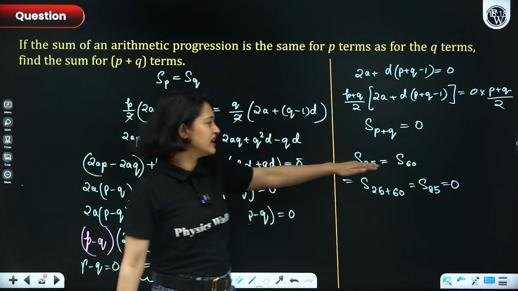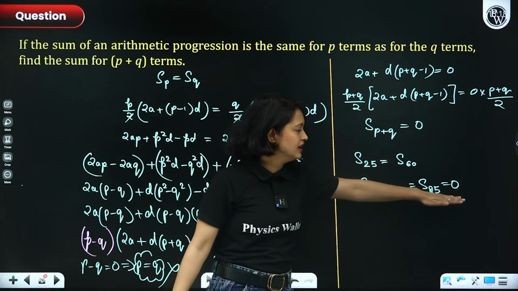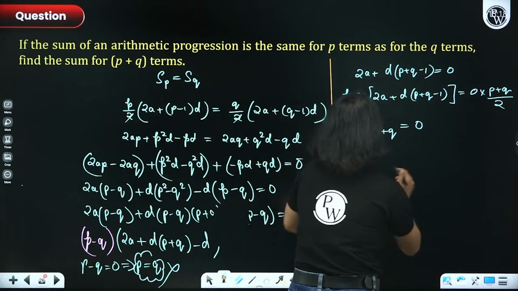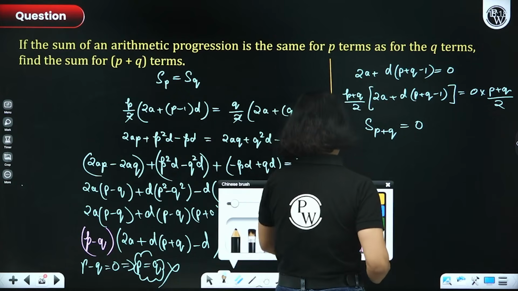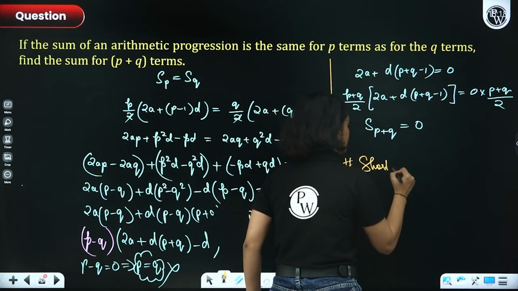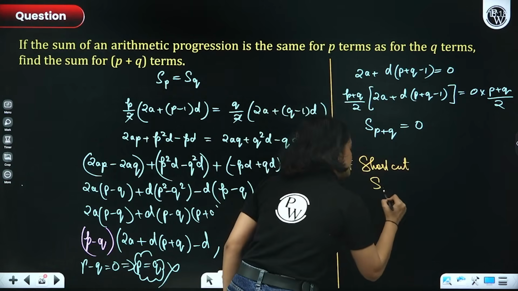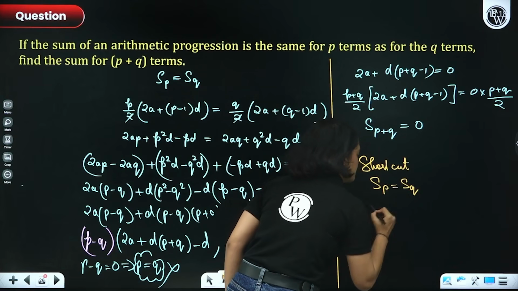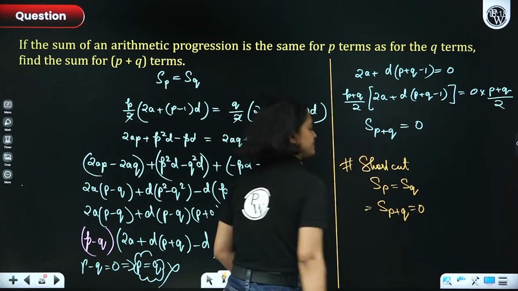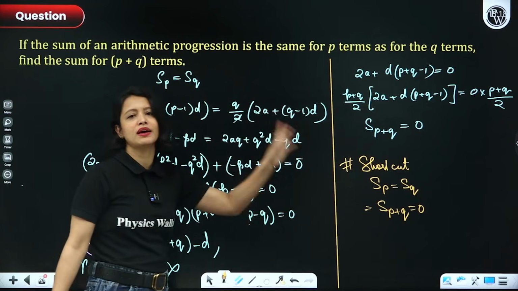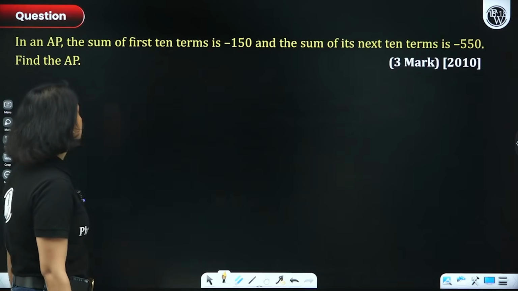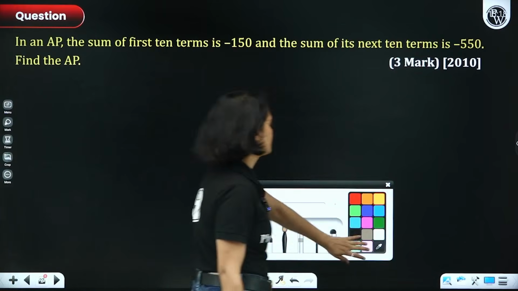So remember, if something like this is given and this is asked, then what happens? I'll just write it down like this. Now, let's write it as a shortcut. Shortcut. SP is equal to SQ implies that S of P plus Q is equal to 0. Okay? This is what I was trying to tell you. That's it. Chaliye ji. So with that, let's move on to the next problem.